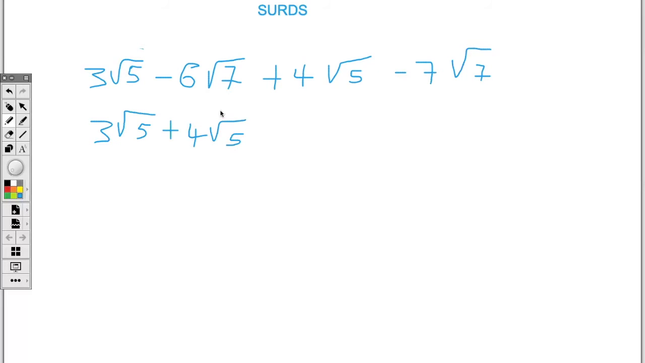Then the root 7 and the root 7. So we have minus 6 root 7 minus 7 root 7. Now, right here, we add the 3 plus the 4, and that gives me 7. And then I write back my root 5. Then I have minus 6 minus 7. That's minus 13 root 7.